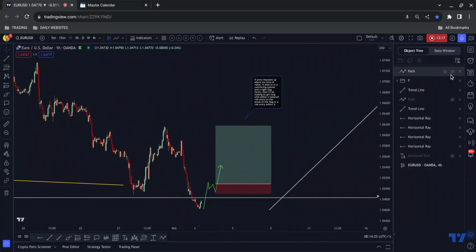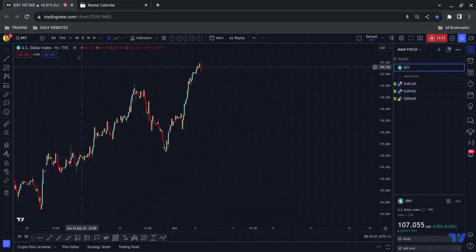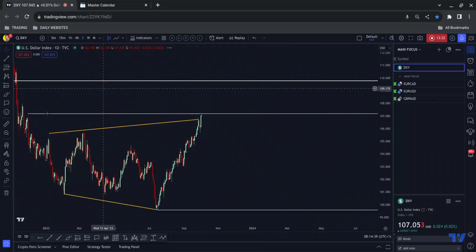I'm going to put the path tool away, and just to touch on it, if you look at where the DXY is positioned, we may push a little bit lower on euro dollar before pushing up, because on the DXY we are sat at this area of value here.